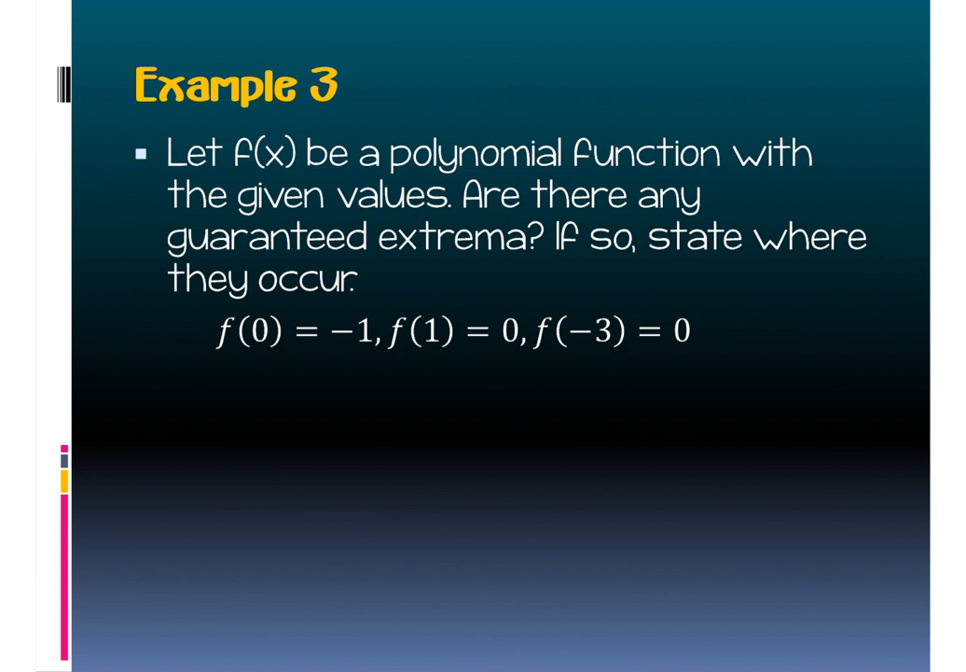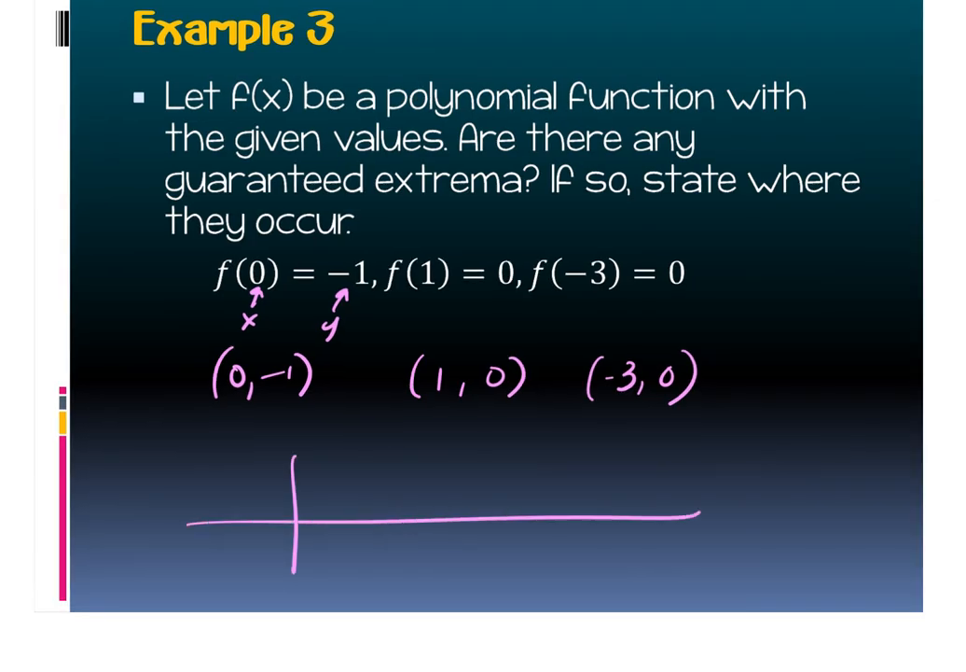Because f of 0 equals -1. The inside is the x. What it's equal to is the y. So this is 0, -1. F of 1 equals 0 is the coordinate point 1, 0. And f of -3 equals 0 is -3, 0. You with me so far? You don't have to do this, but if you needed to visualize it, 0, -1 is down here. 1, 0 is here. -3, 0 is here.